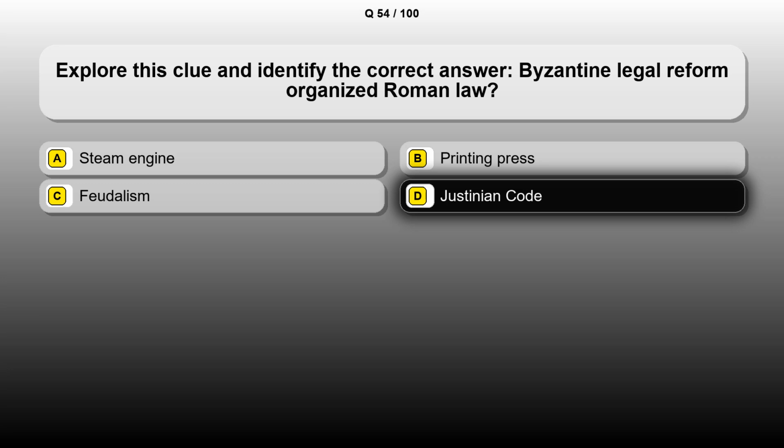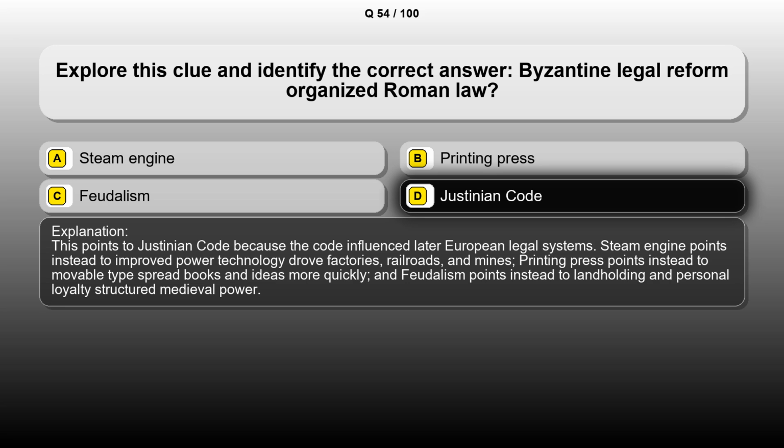The correct answer is option D, Justinian Code. This points to Justinian Code because the code influenced later European legal systems. Steam engine points instead to improved power technology drove factories, railroads, and mines. Printing press points instead to movable type spread books and ideas more quickly, and feudalism points instead to land holding and personal loyalty structured medieval power.